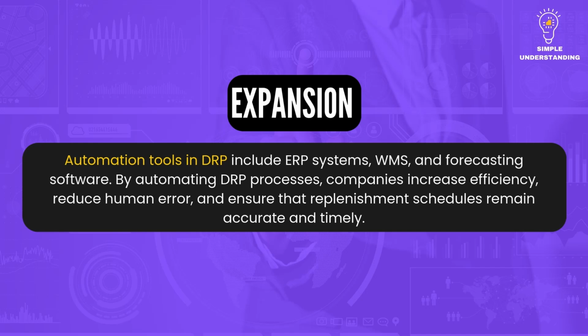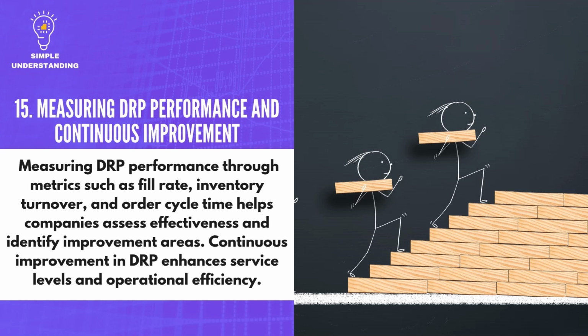Automation tools in DRP include ERP systems, WMS, and forecasting software. By automating DRP processes, companies increase efficiency, reduce human error, and ensure that replenishment schedules remain accurate and timely. 15. Measuring DRP performance and continuous improvement.